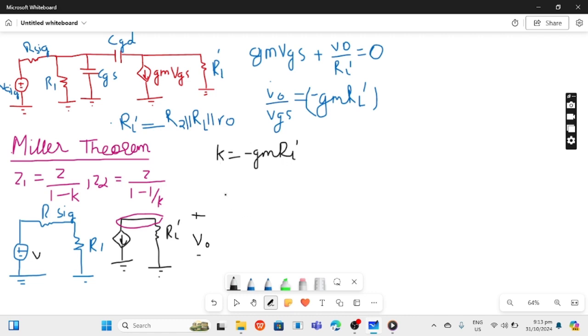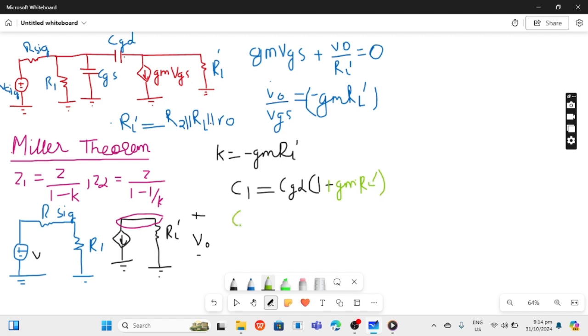So now you are left with C1 and C2. C1 is this bridging capacitor CGD multiplied with 1 minus K. Okay, I have written it for you. So you have to just incorporate the value of K here. You have a minus sign, so you will get C1.